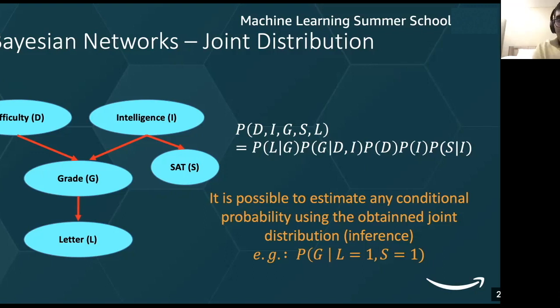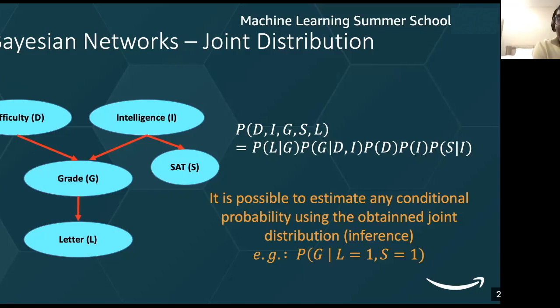And then moving further up, let's say we hit the difficulty node. We can see that nothing really influences difficulty. While difficulty influences the grade, the grade really does not influence difficulty. So the difficulty in some sense is an independent node or independent feature. So we just take the probability of difficulty and multiply it with the expression that we have gotten so far. And then the same story applies for intelligence. So you end up multiplying probability of I to whatever product you had up till now, right?